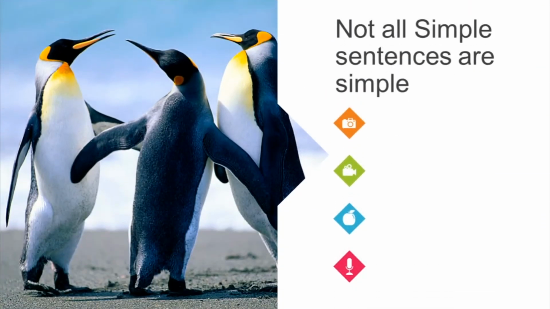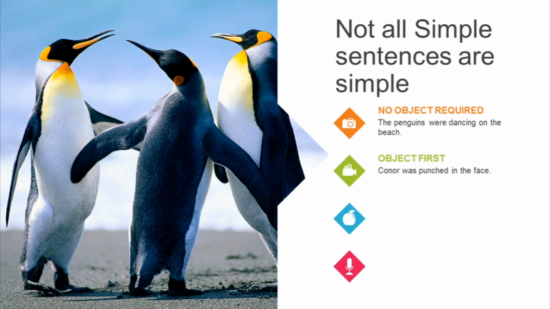So not all simple sentences are actually simple. For example, the penguins were dancing on the beach. You do not require an object for this one. And also, you can put the object first. For example, Conor was punched in the face. So this is a reversal, and this is derived from the sentence that we studied a while ago: Khabib punched Conor, but in this case, Conor was punched in the face. So how does that happen?